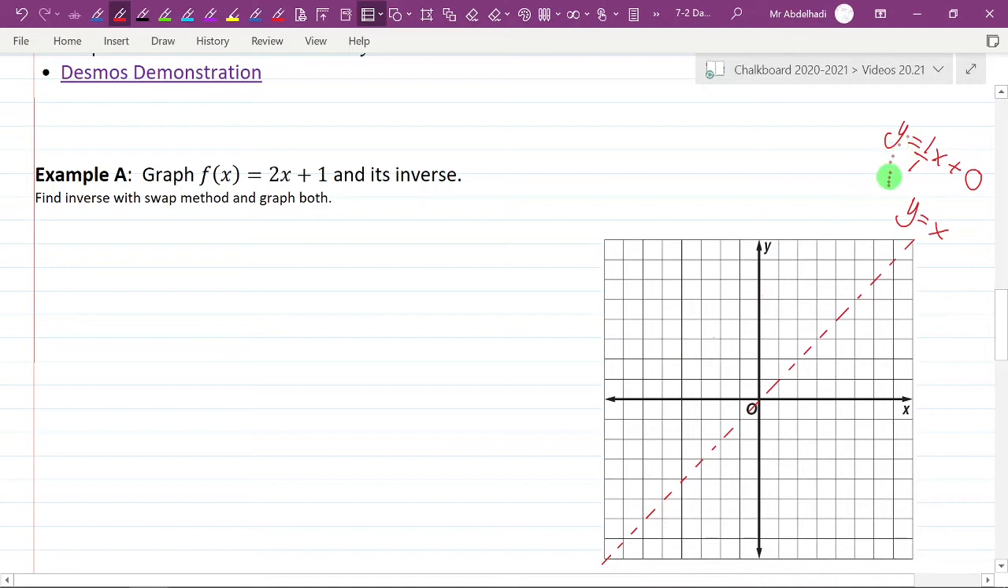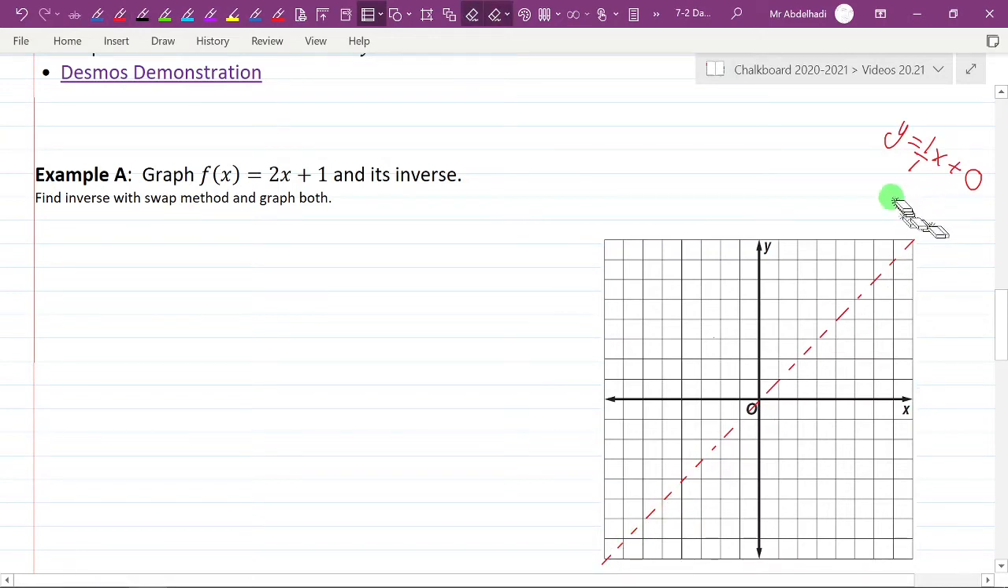Another way to think about it is the y always equals the x and the x always equals the y. So these points, this is 0, 0, 1, 1, 2, 2, 3, 3, 4, 4, and so on, up to 8, 8, negative 1, negative 1, negative 2, negative 2, negative 3, negative 3. You get the idea, right? So that's why it's called y equals x.